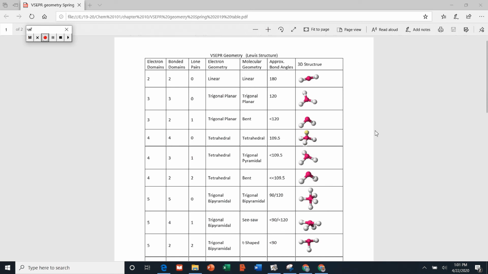Okay, this is just a real quick tutorial to show you some of the stuff that I'm making available right now. I posted this PDF already for you. This is the VSEPR table that gives you a little more information, mainly because it tells us both electron geometry and molecular geometry, and it shows the shapes of the molecules.